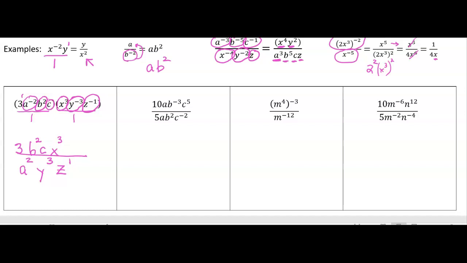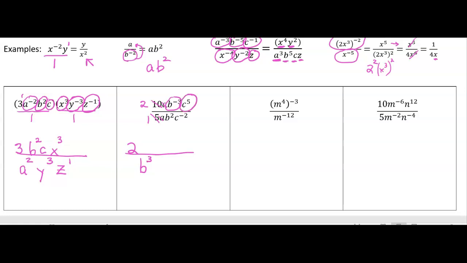Let's move on. The 5 and the 10, that's just like a normal fraction. You would reduce that. 5 goes into 5 once, 5 goes into 10 twice. So I'm going to start my answer with the 2 in the top. My A's, I have an A and an A. A and A, they totally cancel each other out. So they're gone. Now the b to the negative 3, it's not happy in the top. Bring it down, it becomes b to the positive 3.